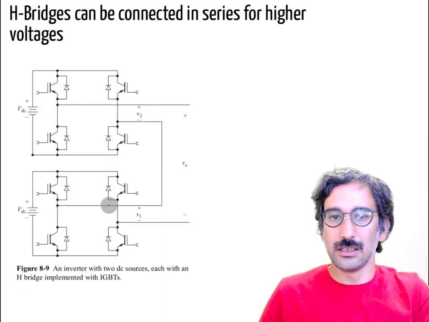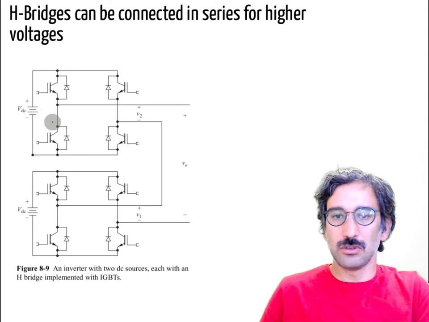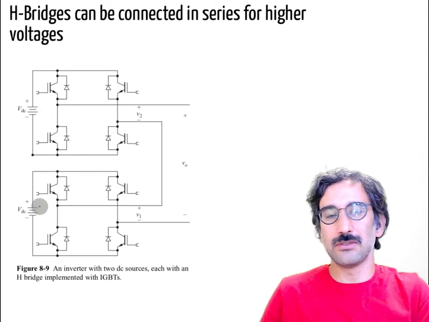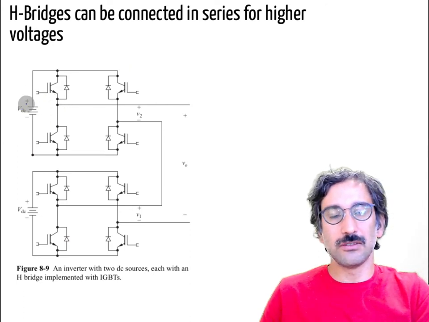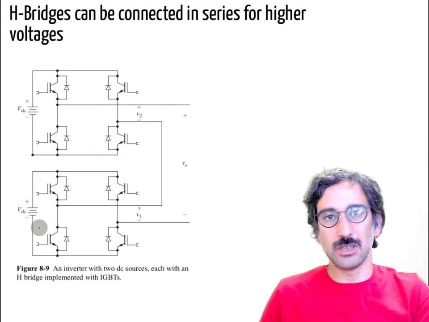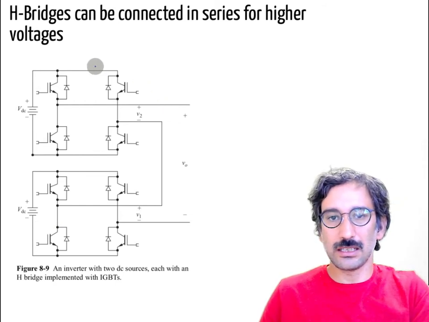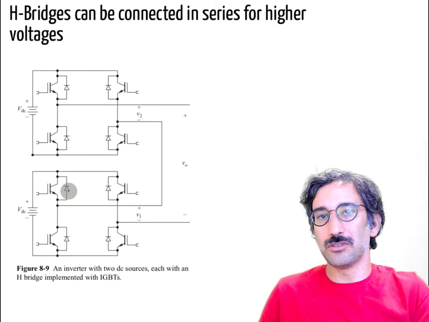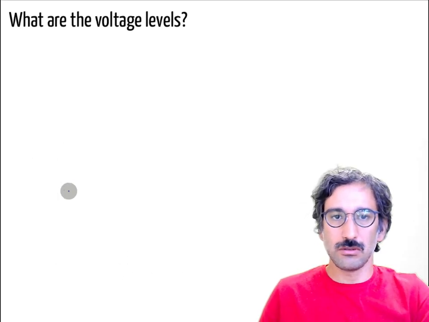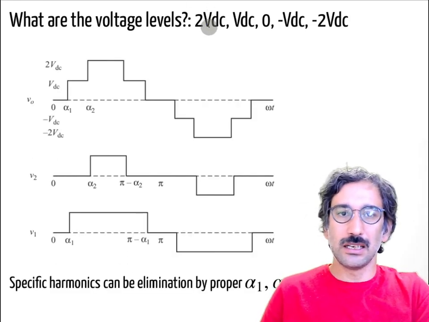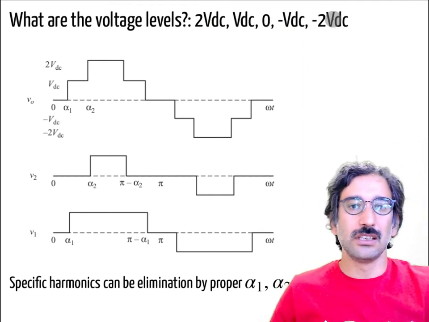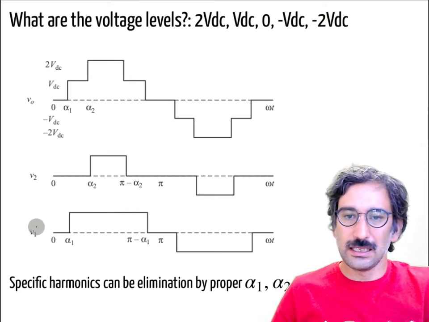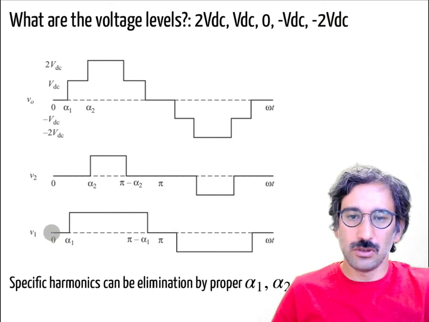Okay, I can either give positive voltage through here and positive voltage through that one, to get 2 VDC, or I can have positive voltage through that one and 0 voltage through that one, so I will have VDC, or I can give 0 voltage from both of them, I can have 0 volts, and so on. So you can quickly calculate. I have 1, 2, 3, 4, 5 different options to generate the output voltage.